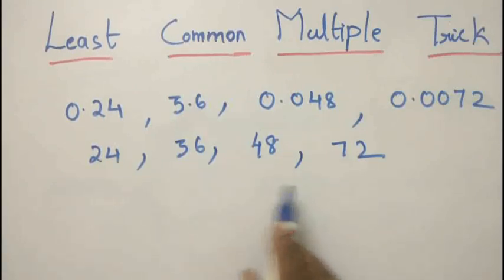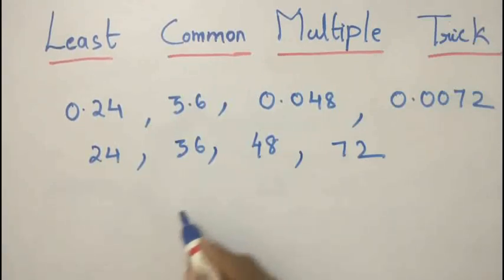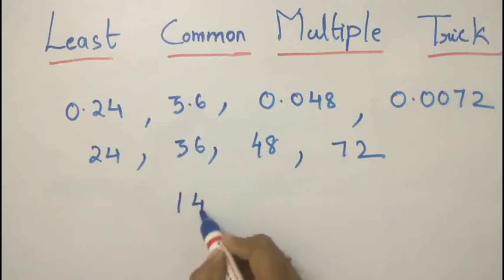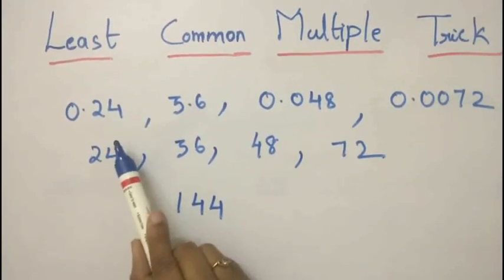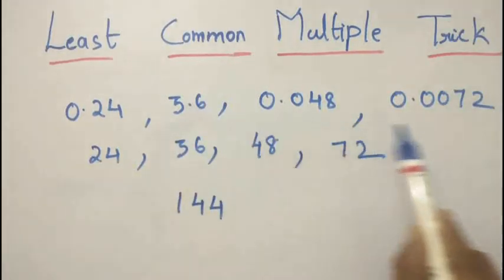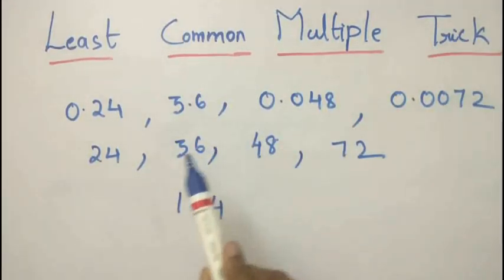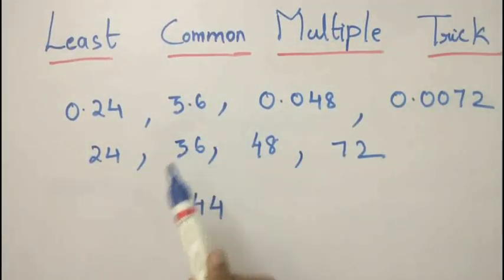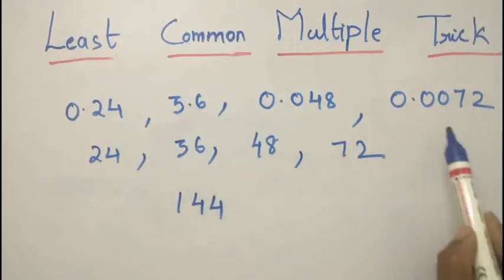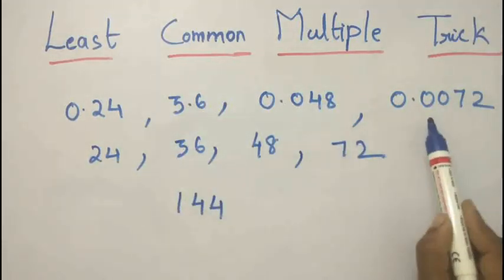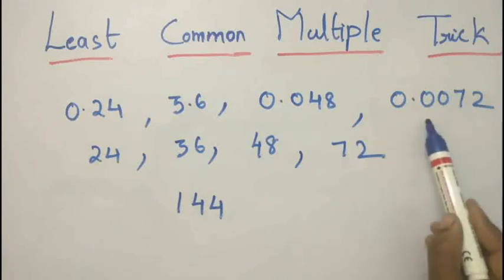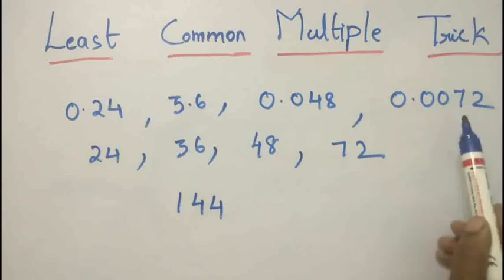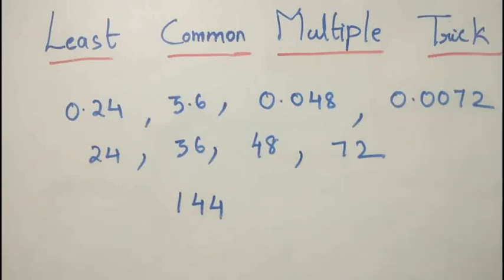For these numbers, the LCM we found just before is nothing but 144. Is it not? 144. Now go to the decimal numbers. Among these decimal numbers, check which number has more digits after the decimal point. If we observe, this number 0.0072 has more digits after the decimal point.